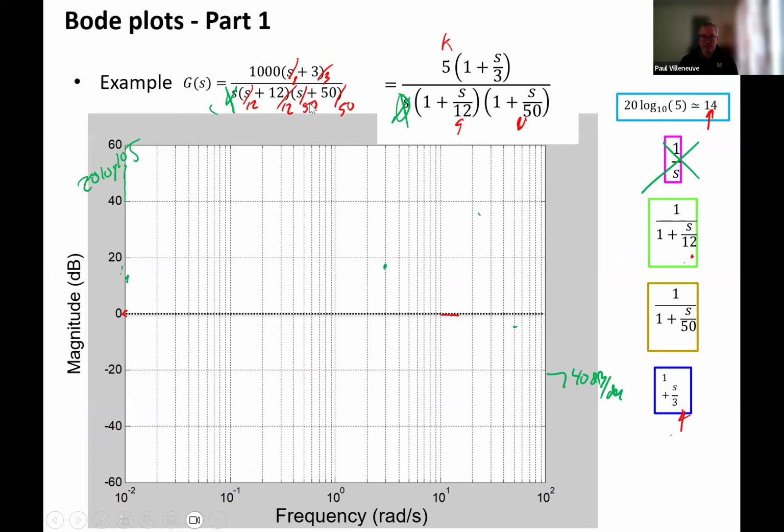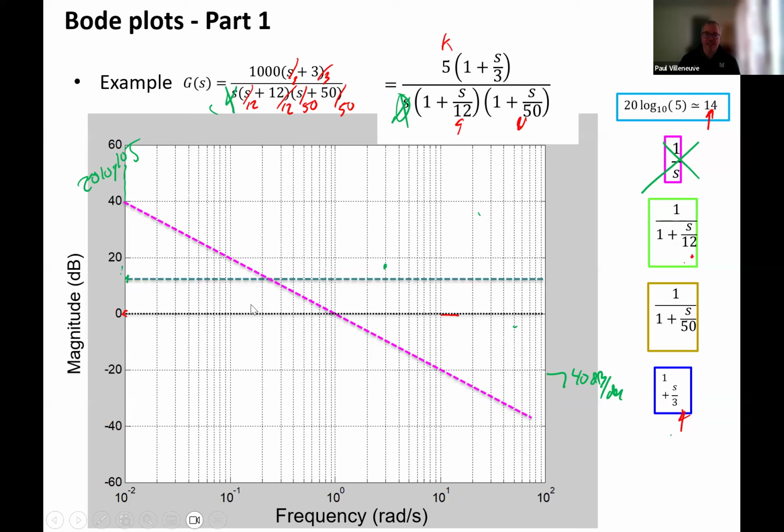You can take a look at the example and see how I have a scale factor, 1 zero and 1 pole. This break frequency is 3 hertz, this break frequency is 12, and this is 50. We have a pole at s equals 0, so this is contributing constantly plus or minus 20 dB per decade. Because I'm starting at 10 to the minus 2, I have to go up 40 dB per decade. That's this red line. The scale factor is going to be a constant 20 log 10 of 1,000 times 3 divided by 12 times 50.